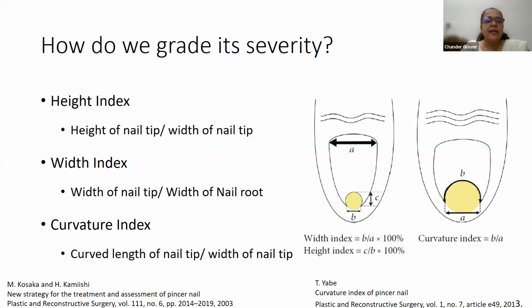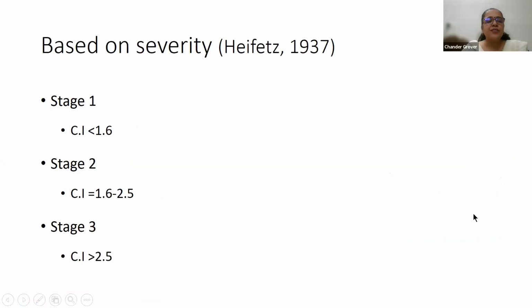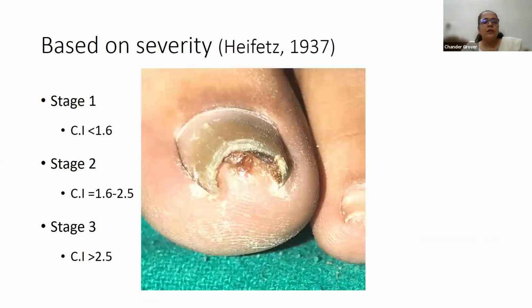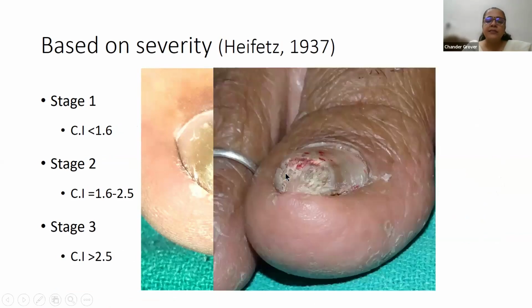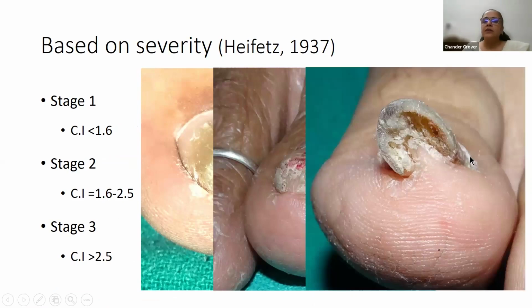The severity is graded, and the most useful is the curvature index. That is this divided by this. On the basis of this, you have different stages of severity, again proposed by Hyfids, who proposed the severity score for ingrown nails. So the curvature index, which means this part is 1.6 times longer as compared to this measurement. So you have stage 3, which is extreme pincer nail. More than 2.5 is the ratio.